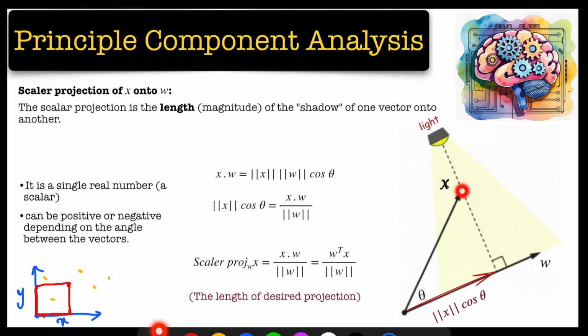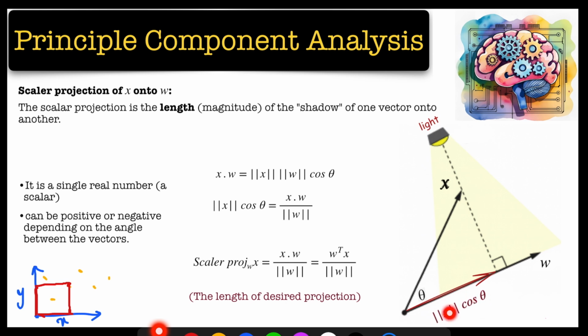So basically we are projecting this X onto W, and this length we want to find out. That is the scalar projection, so it's a single real number, a scalar value. Let's consider the angle between X and W is theta. So this length will be norm X cos theta.